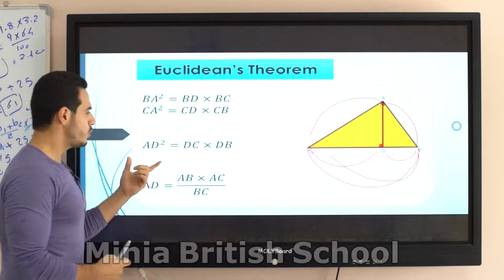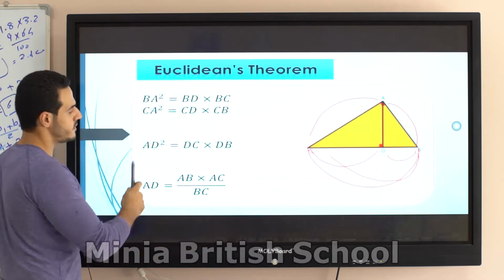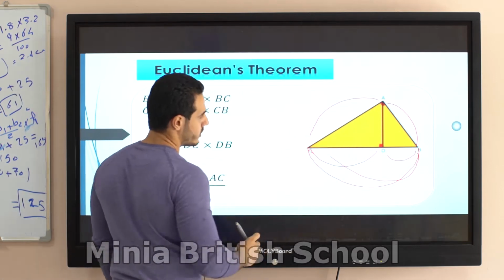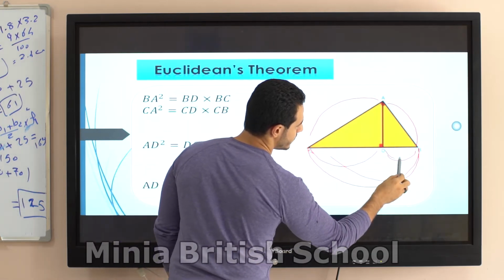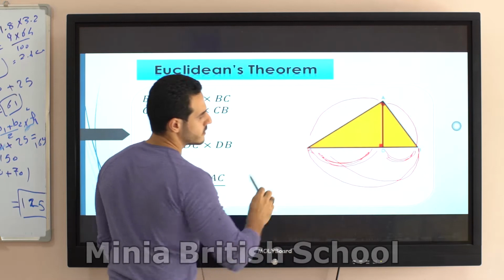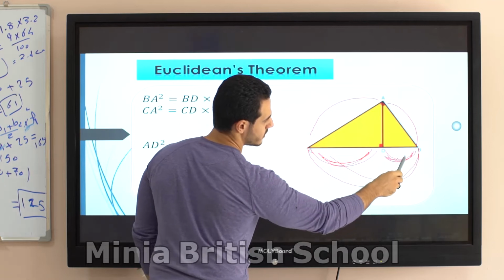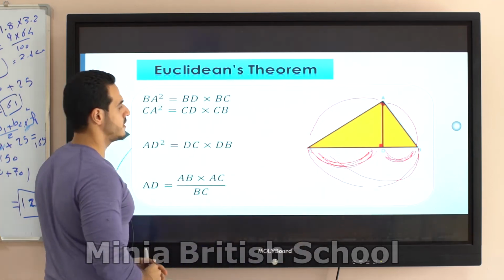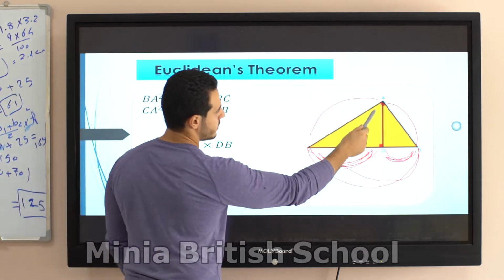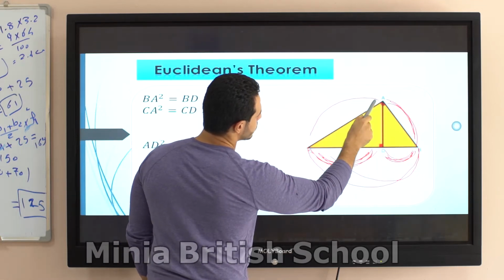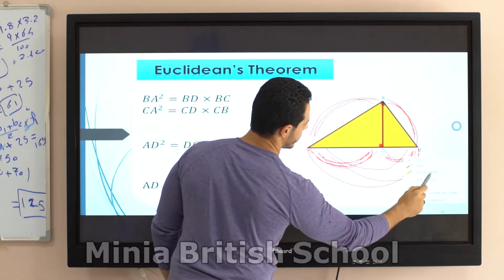Now to find the altitude, or the height, of the triangle, AD square equals what? It equals the two parts of the hypotenuse. So AD square equals BD times DC. Again, AD square equals BD times DC. Last rule, by using the area of the triangle, AD equals the product of the two right sides over the hypotenuse.